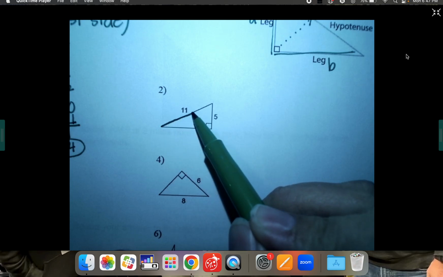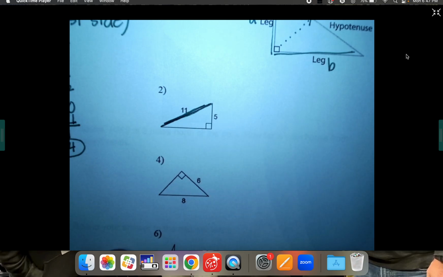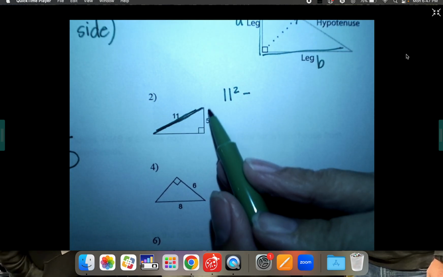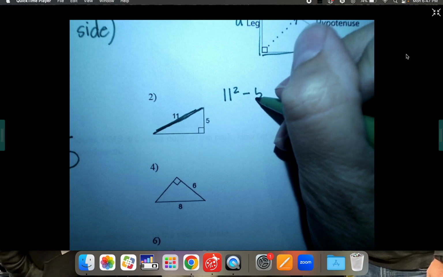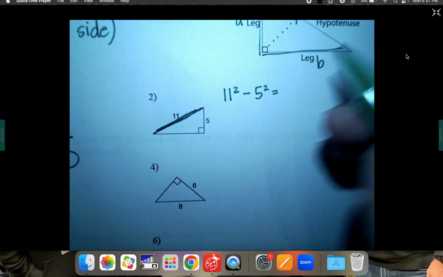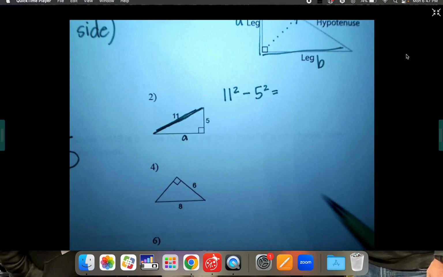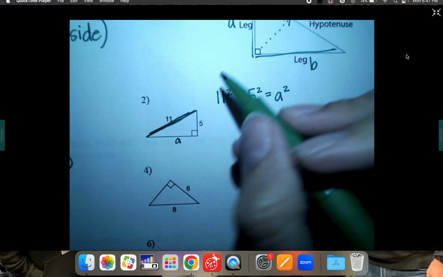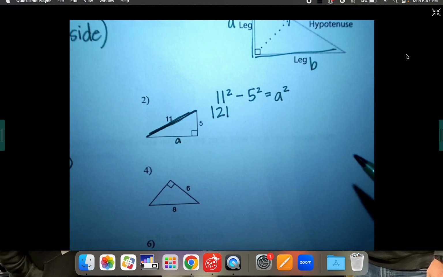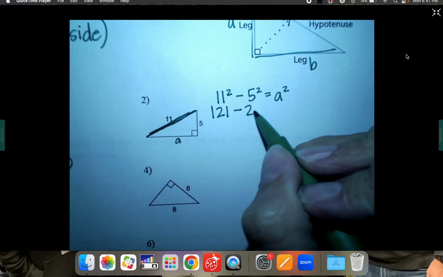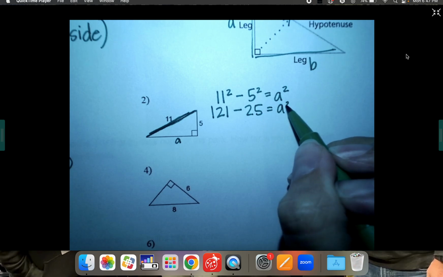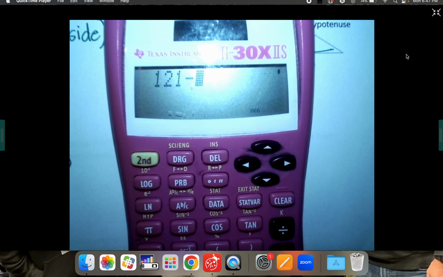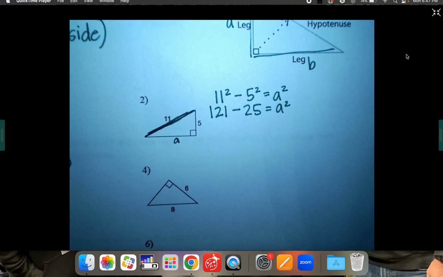If the longest side is 11, if the hypotenuse is 11, we could just do 11 squared minus the leg length that we know, which is 5 squared. And that's going to equal our missing A or B side. It doesn't matter. I'll call it A squared side. So 11 squared is 121. Use your calculator if you're not sure. 5 squared is 25. Let's see what 121 minus 25 is. 121 minus 25 is 96.